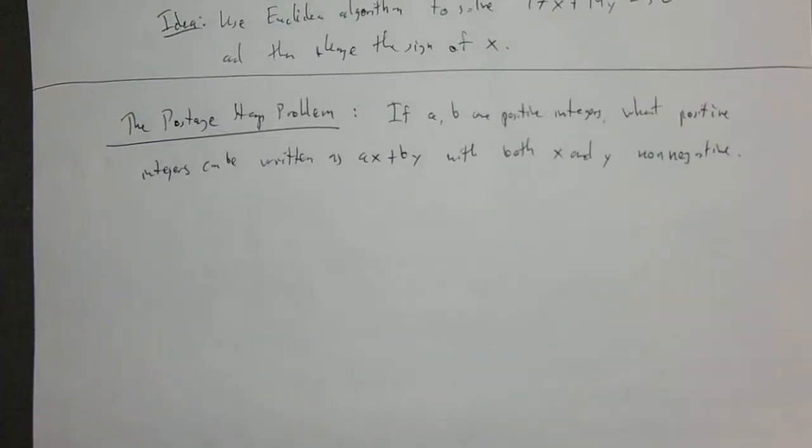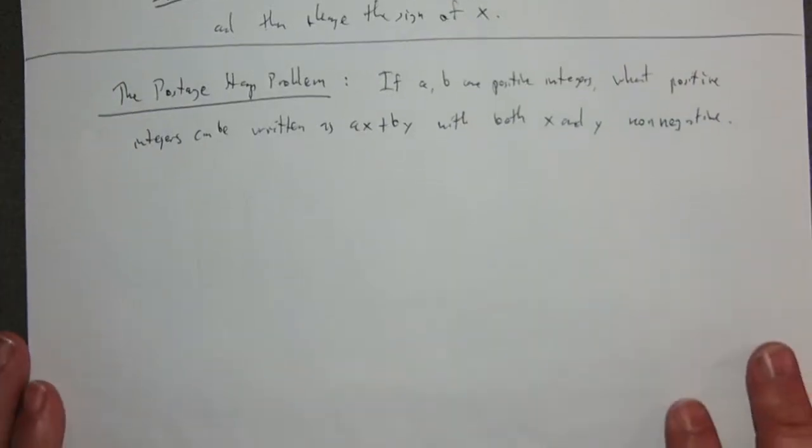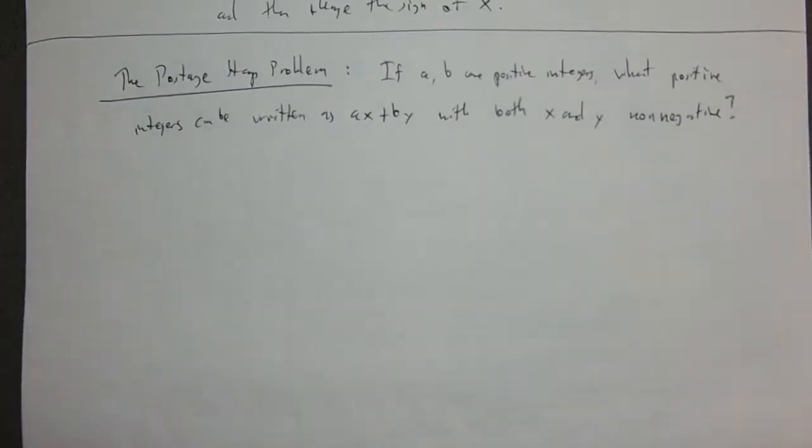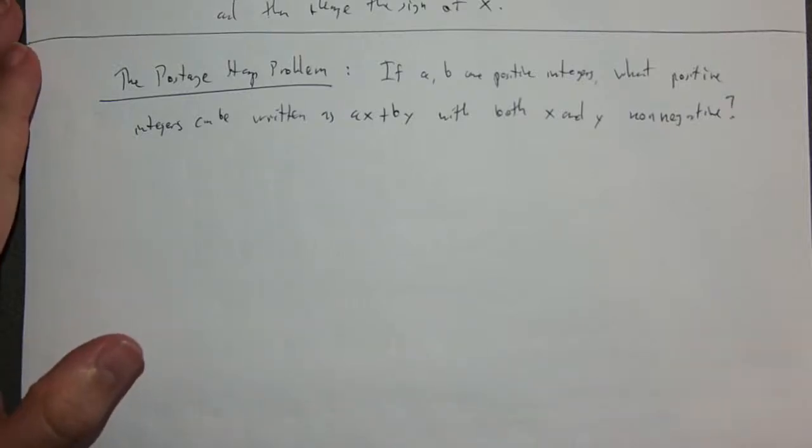And the reason for that comes from just the problem statement. We're totally okay if we use 0 stamps, right? So if you needed 15 cents, then using 3 5-cent stamps and 0 3-cent stamps is perfectly fine. Okay, so x and y are non-negative here. So this is the question that we're asking with the postage stamp problem. Okay, so this is the statement. What is the idea here?